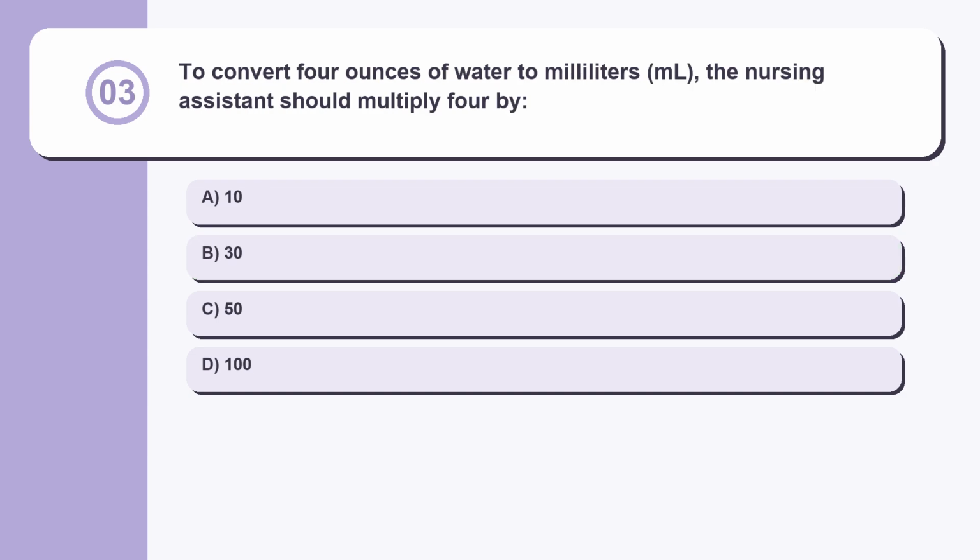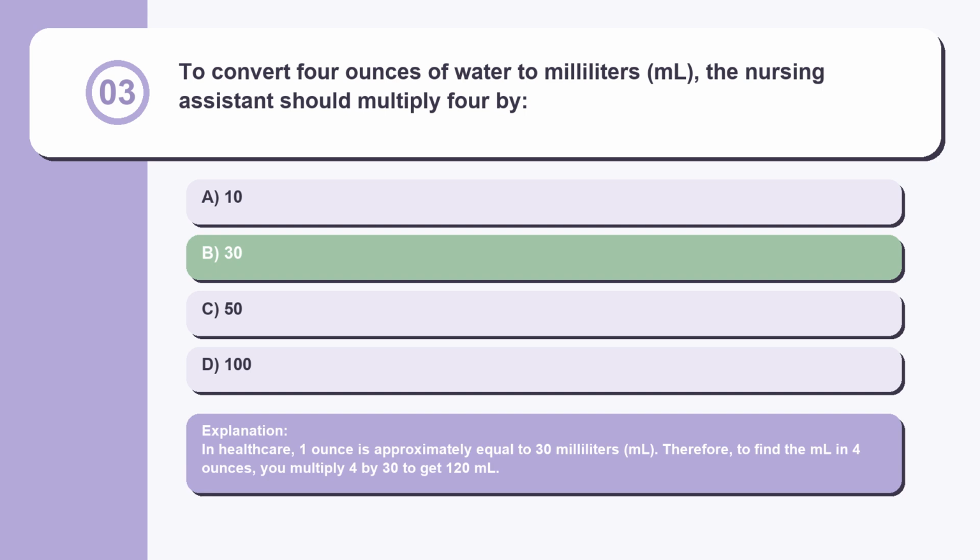Question 3. To convert 4 ounces of water to milliliters, ml, the nursing assistant should multiply 4 by 10, 30, 50, 100. In healthcare, 1 ounce is approximately equal to 30 milliliters, ml. Therefore, to find the ml in 4 ounces, you multiply 4 by 30 to get 120 ml.